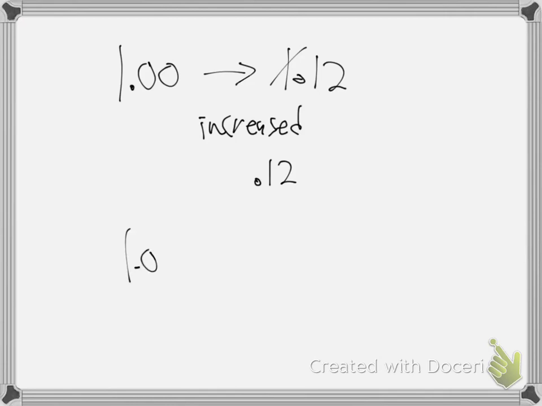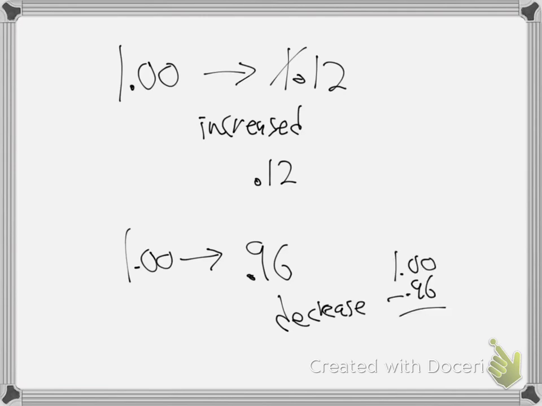Now, what if the dollar became 0.96? That'd be a decrease. And how would you find the decrease? You would need to subtract. It'd be 0.04. So it's all about how far above the 1 it is or below the 1 it is for increase and decrease, isn't it? Right? If it's 12 cents above the 1, that's an increase of 12%. If it's 4 cents below the 1, that's a decrease of 4%. You see that?